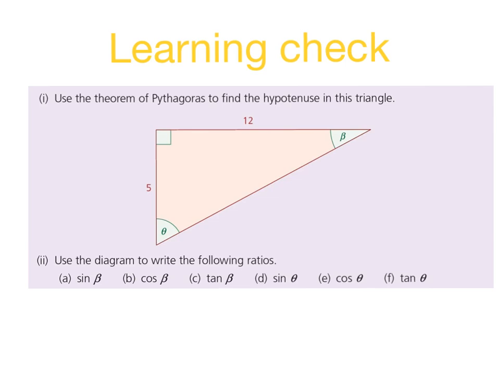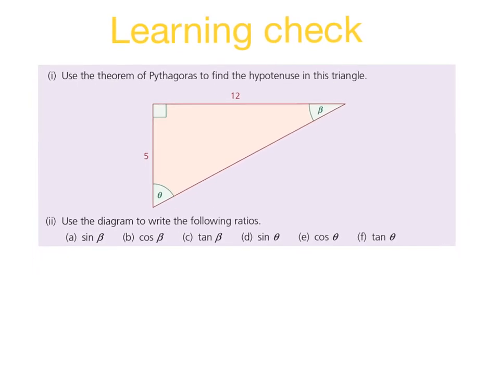Okay, this is the learning check, and what I'm going to do is create a quiz online so you can just fill in the answers to this. But I'm going to do the first one with you today. So it says, use the theorem of Pythagoras to find the hypotenuse of the triangle. So hypotenuse is the longest side, so that one there. And then when we've done that, write down the ratios. So I probably haven't used that word enough, but when we find sine, cosine and tan, we're actually finding trigonometric ratios is what it's called.